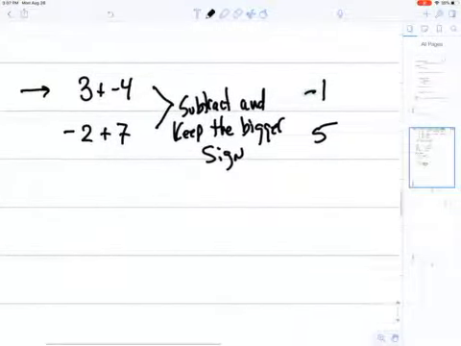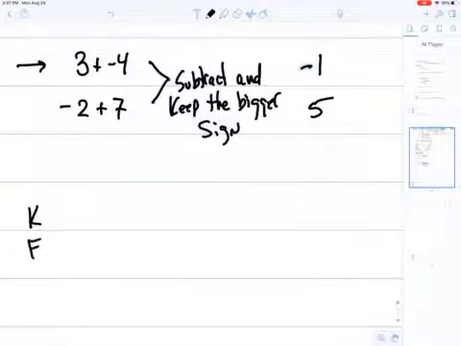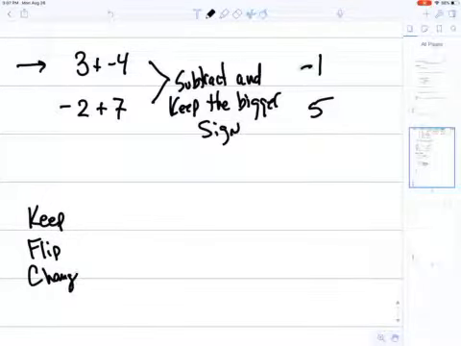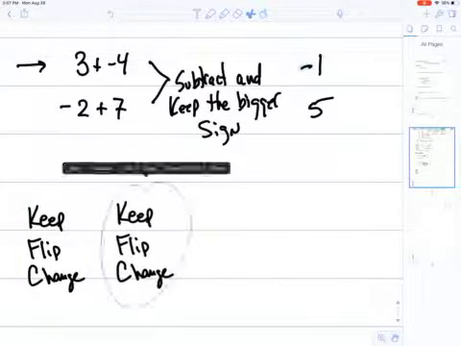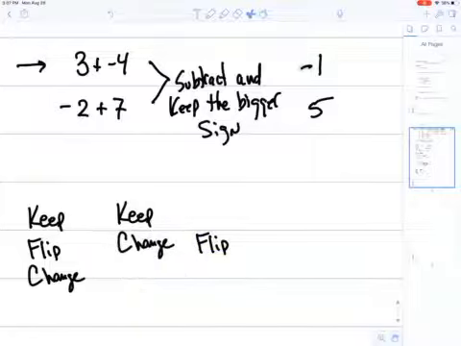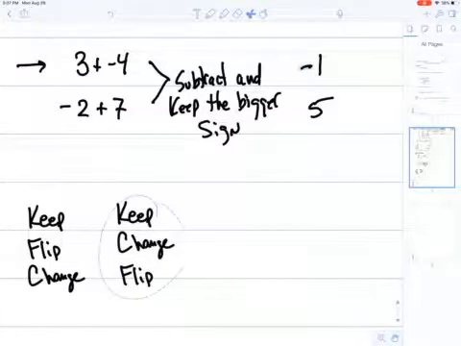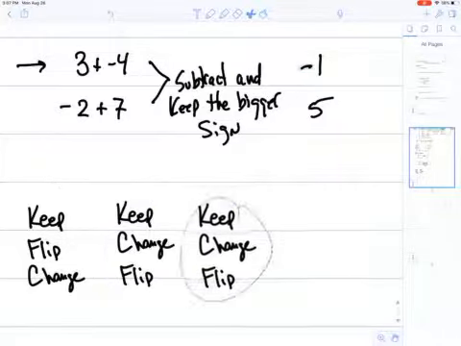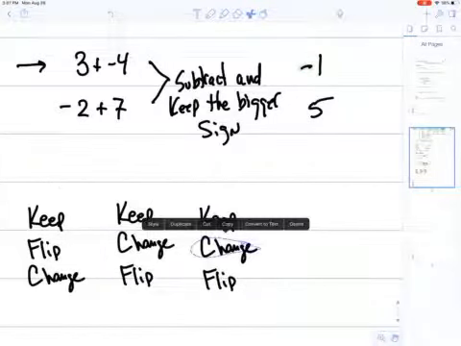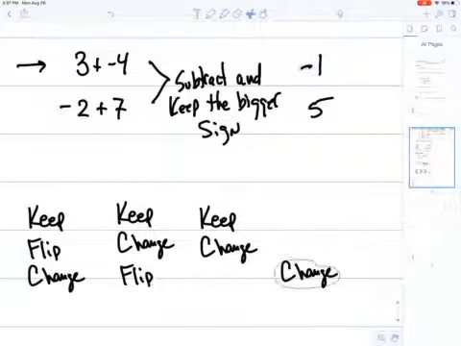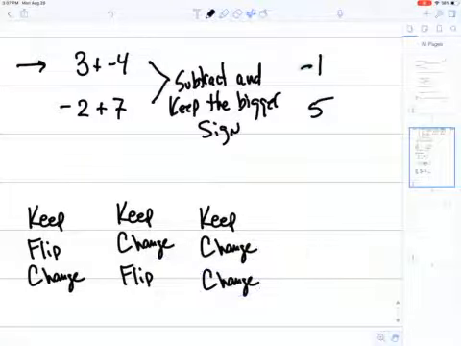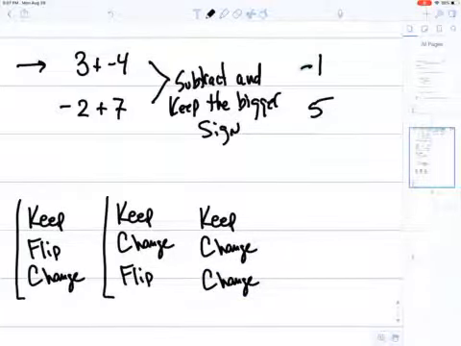For subtraction, generally speaking, I believe last year you might have learned KFC, someone told me earlier today, where you keep, flip, change. That works really well. If you learned it slightly differently, another phrase that I've heard would be keep, change, flip. In reality, it's exactly the same. Or the one that I was actually thinking of was keep, change, change. All three of those mean the same thing.